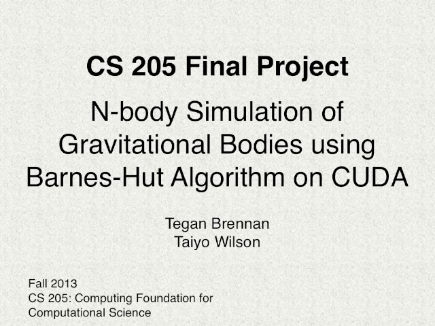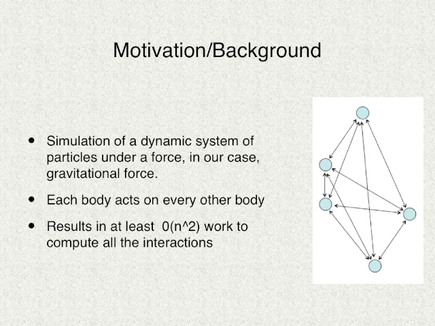For our CS205 final project, we parallelized the Barnes-Hut algorithm for an n-body problem using CUDA. An n-body problem is a simulation of a dynamic system under a force. In our case, we considered celestial bodies acting under gravity. A naive approach to simulating such a system would require on the order of at least n² calculations. For a large enough system, this runtime may be unwantedly long, so we look to shorten it by making approximations.